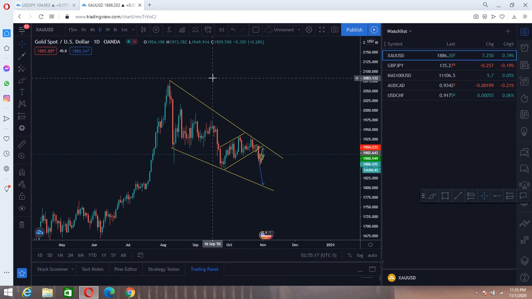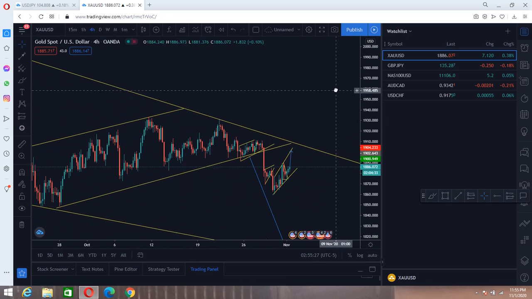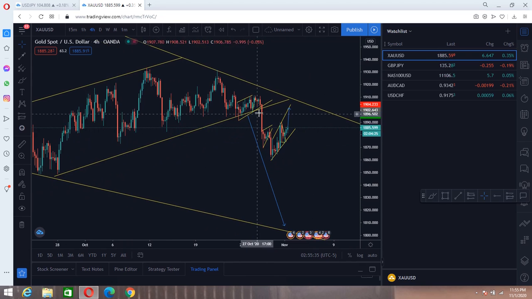But for now it broke, so now it's going for a retest. Let me just show you on the 4 hour time frame. Now it's going for a retest. As you can see here, the structure here, this is a reversal pattern, so it broke the structure. Now it's coming for a retest.